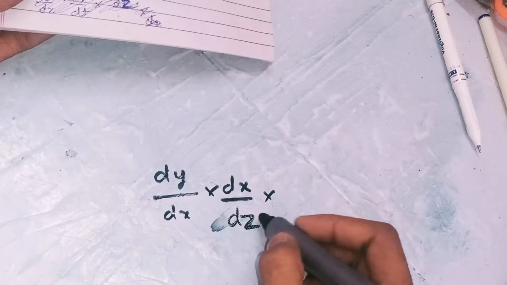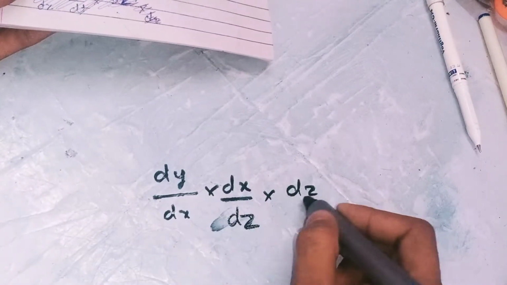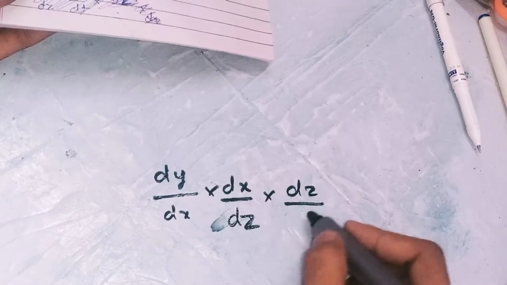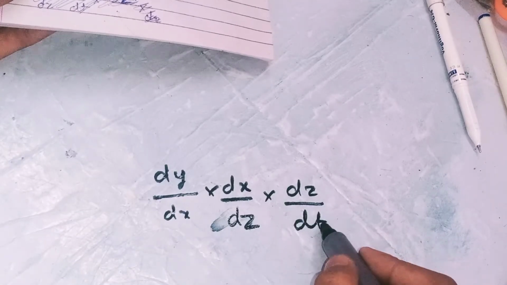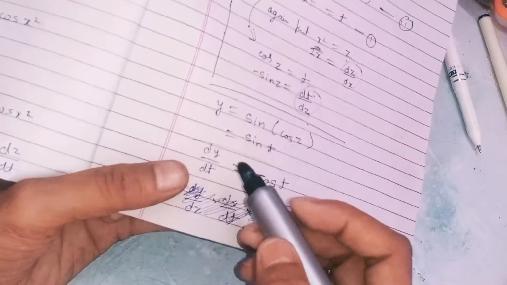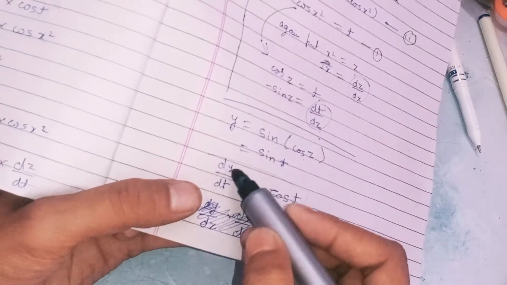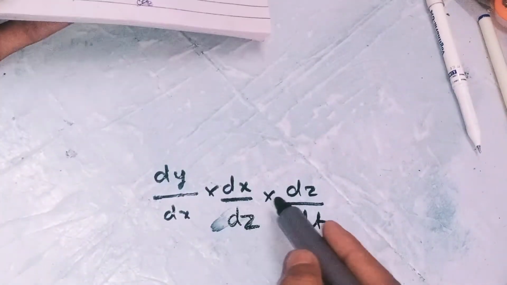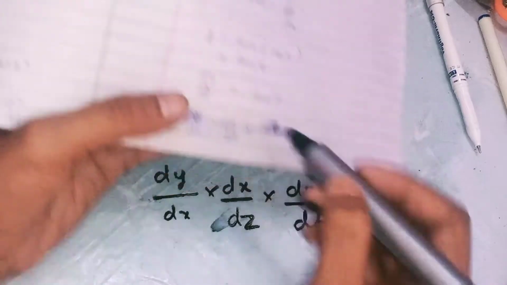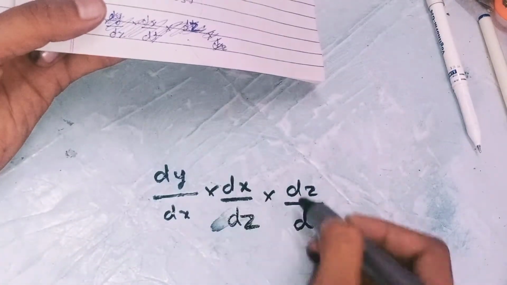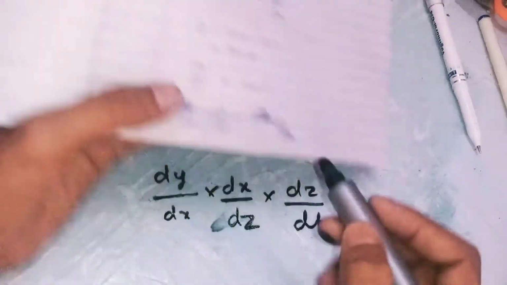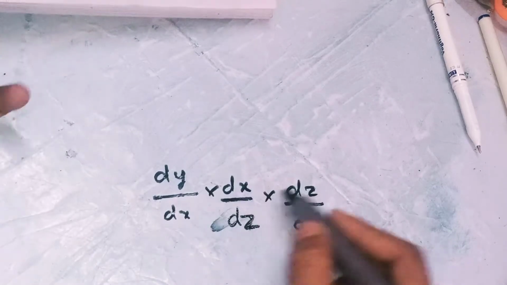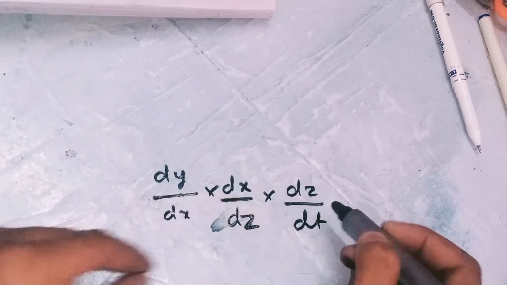So here we have put dz. We multiply and divide by dz, and again we put dt. That is how we have dy upon dt, and this value resembles this. If we cut all these values, you will again get dy by dt, which means it is valid to write all this.